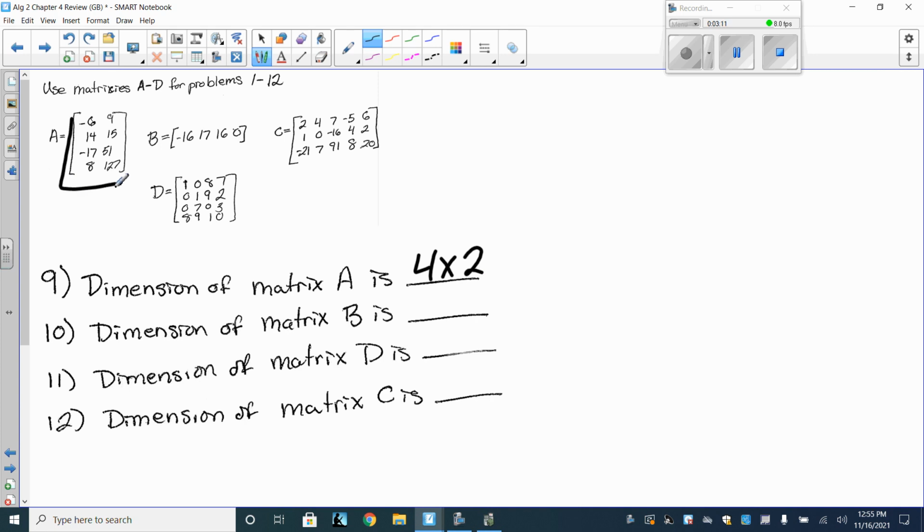We good, Jalen? Okay, let's make sure we're taking notes. How about matrix B? 1 by 4. 1 row, 4 columns. Matrix D would be 4 by 4. And matrix C is a 3 by 5. Because we have 3 and then 5. Any other questions on 1 through 12, really?